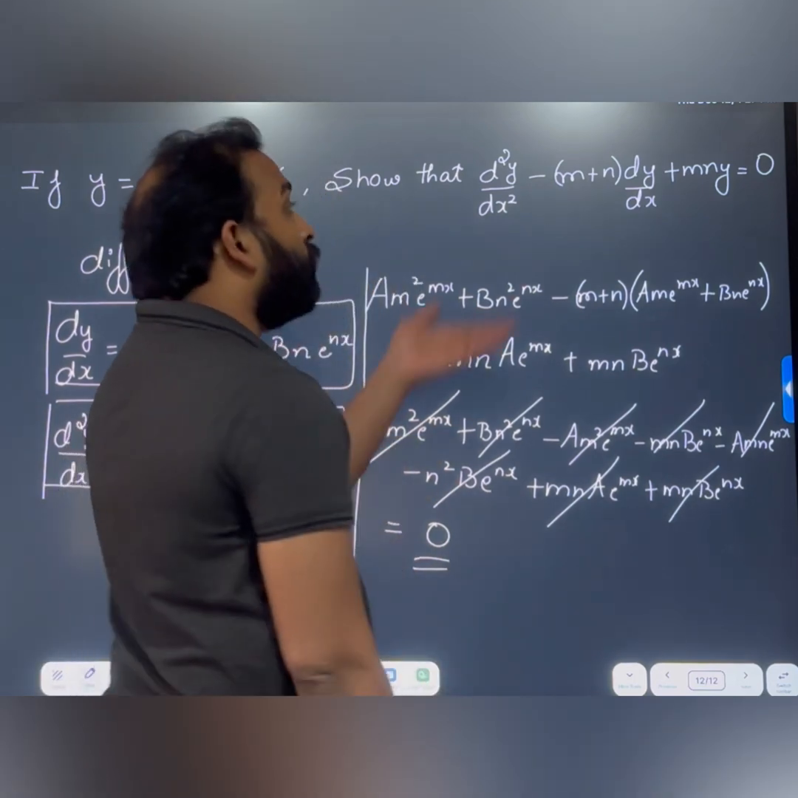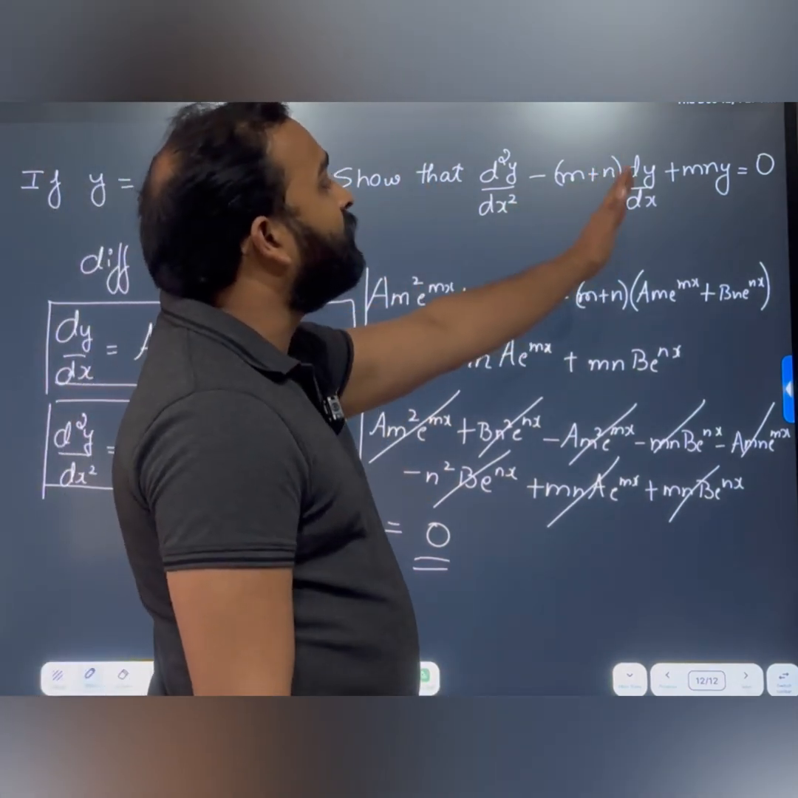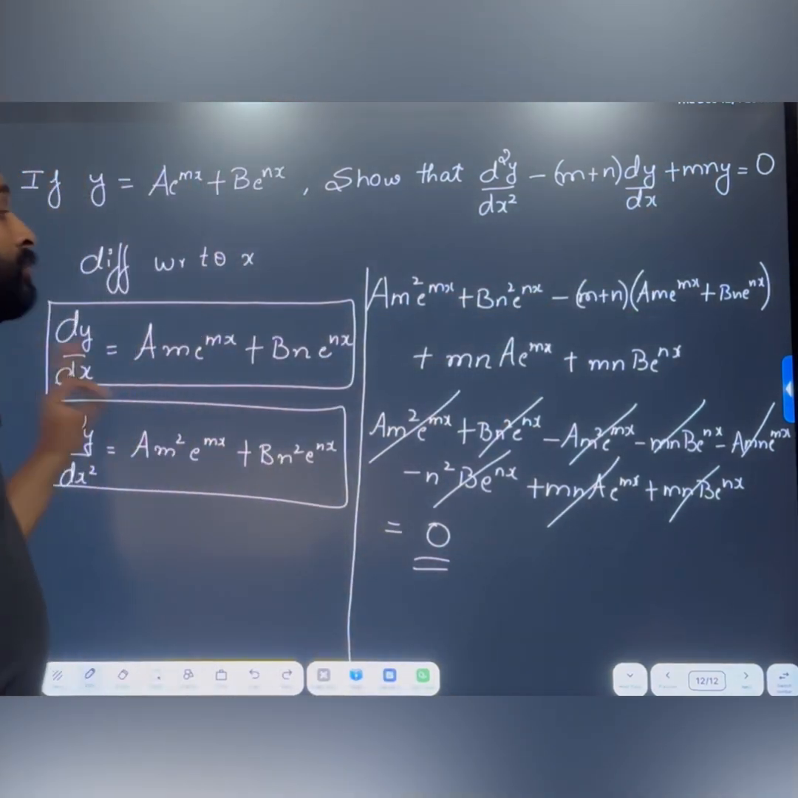That's what you have to prove. They have asked you to prove that d square y by dx square minus m plus n into dy by dx plus mn y is equal to 0. You proved it. This is your final answer, and this is the most important question.